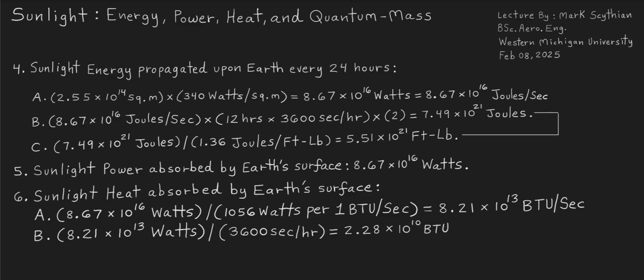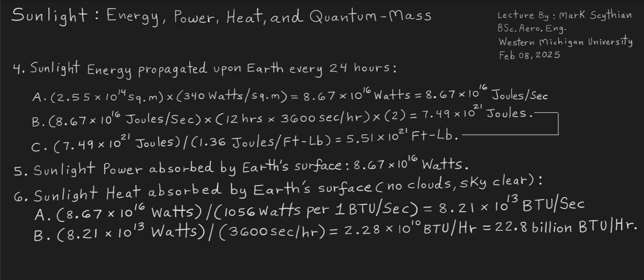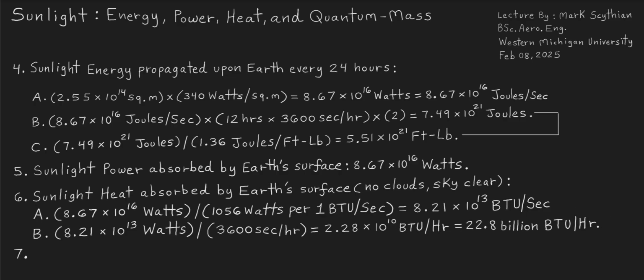So when we work this out, we calculate the 1056 watts per 1 BTU per second conversion factor. So this translates to 22.8 billion BTUs per hour. And assuming no clouds, sky clear, would be the sunlight heat absorbed by the Earth's surface. And that's with respect to a 12-hour time period, because only half the Earth is illuminated, right?